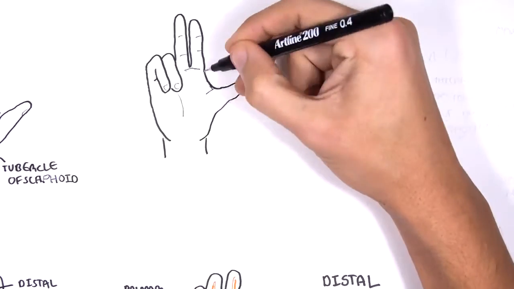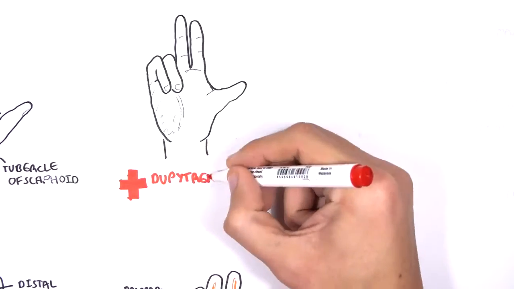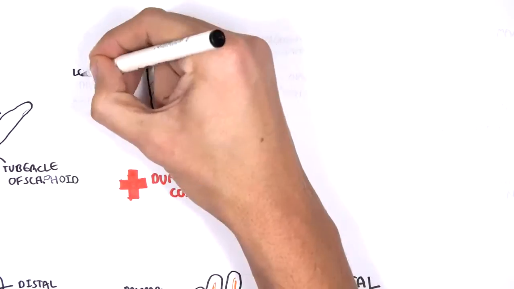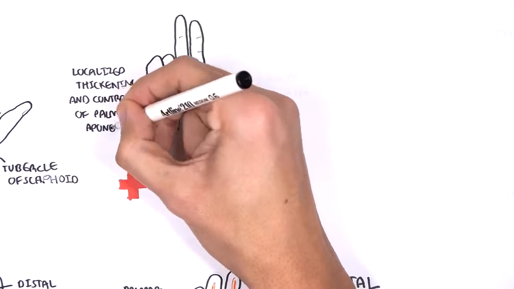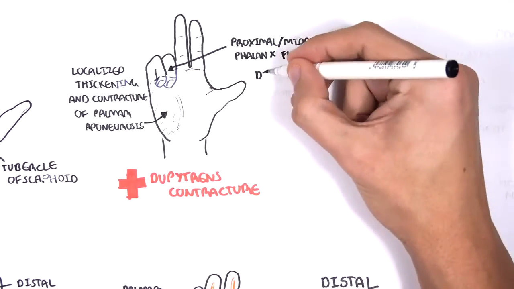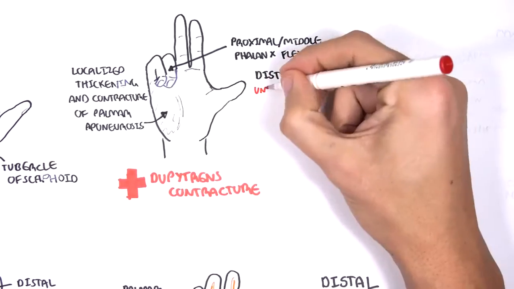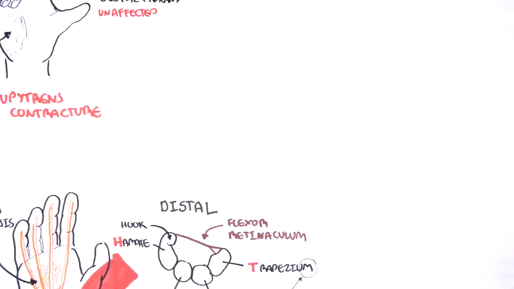Another clinical relevance is Dupuytren's contracture, which is localized thickening and contracture of the palmar aponeurosis. It causes the proximal and middle phalanx, or phalanges, to flex. The distal phalanx is unaffected. Let's look in more detail at the anatomy of the finger, the phalanges.